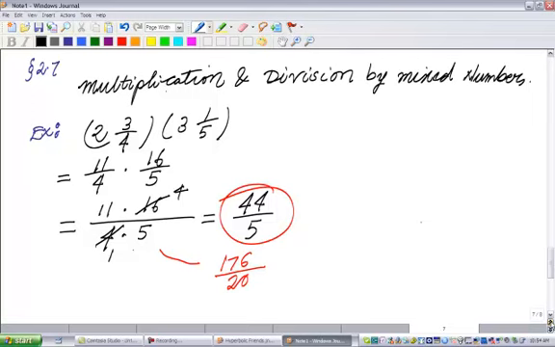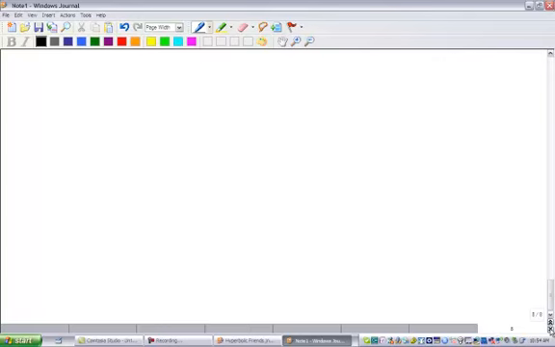Okay, let's move on to another example. Let's say this time I'm going to have a division problem, okay? So suppose I have the number 1 and a 3/5 divided by 2 and a 4/5. Division, I do the same thing. I'm going to convert these mixed numbers into improper fractions. So what do I get? 5 times 1 is 5, added to 3 is 8, divided by 5. Divided by 2 times 5 is 10.